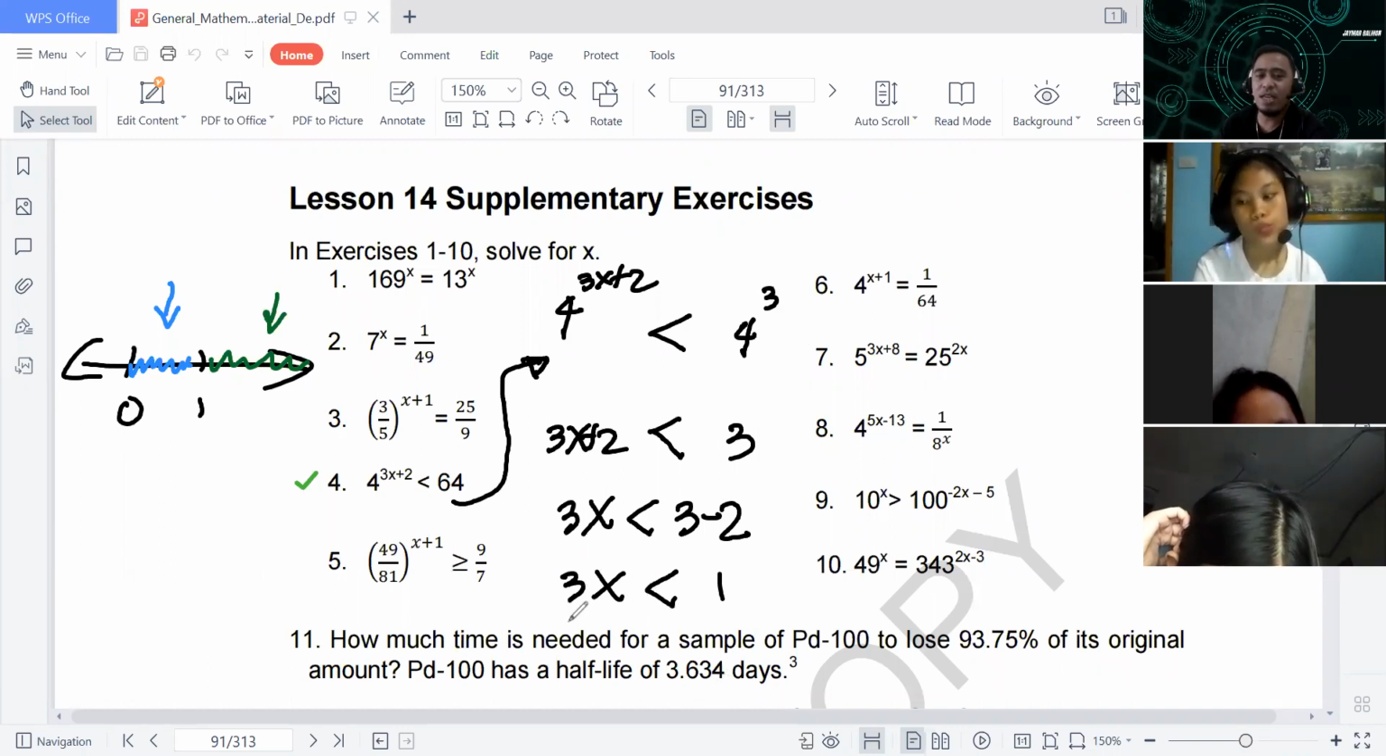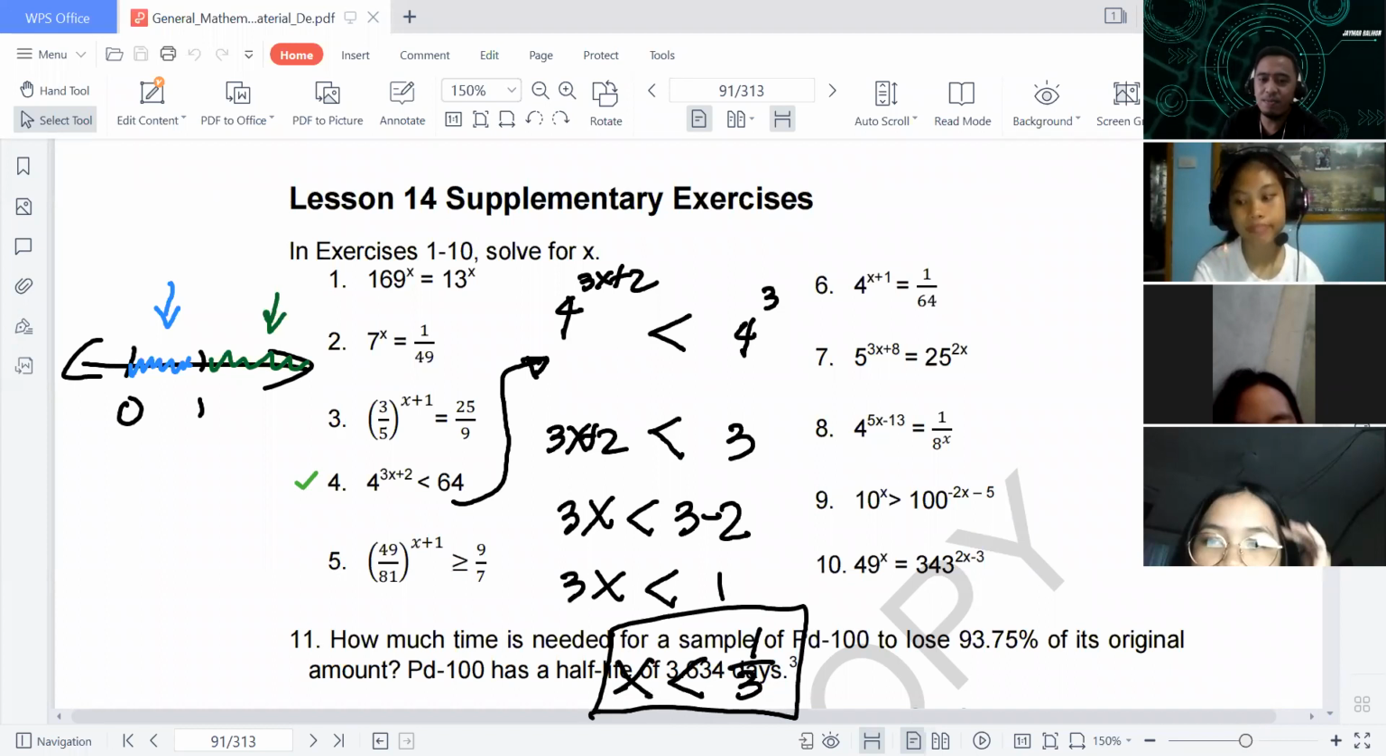You divide both sides by 3. By the way, does the inequality change when you divide by a positive 3? No, sir. Why not? Because it is not negative. So it will be x, still using less than 1/3. And this is now your answer.